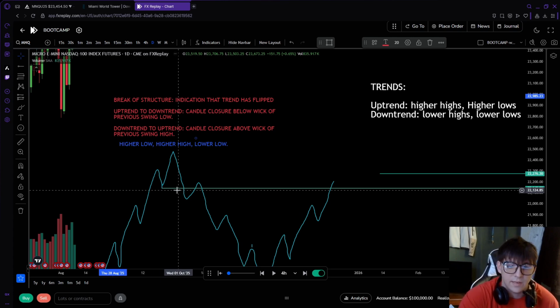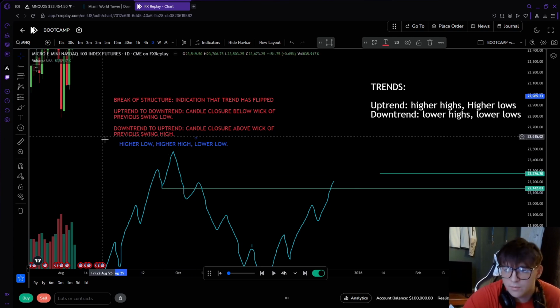So now that we have identified that we're in an uptrend, in order to identify that we are flipping to a downtrend, we're looking for a break of structure, which is represented by a candle closure below the wick of the previous swing low. Okay? By candle closure, I mean the body of that candle, not the wick. There are times where we will wick below a low, and that is another term that I'll go over in a different video. But we are not looking for the wick. We're looking for a candle closure below the low to signify that we have flipped trend.